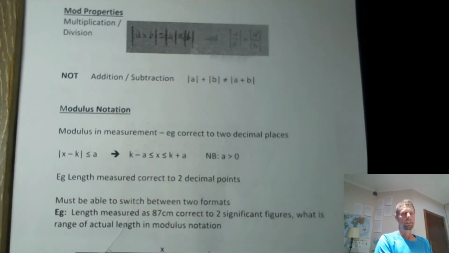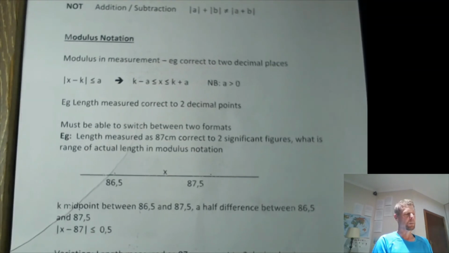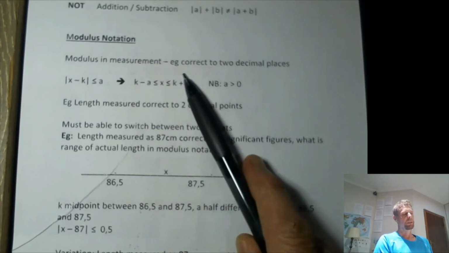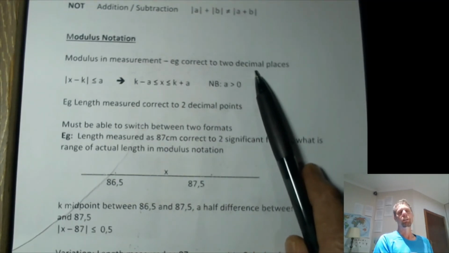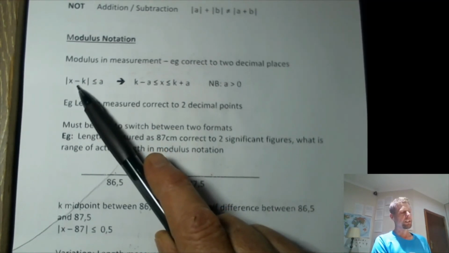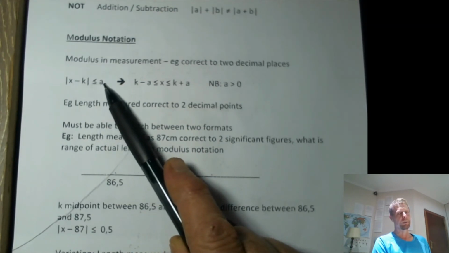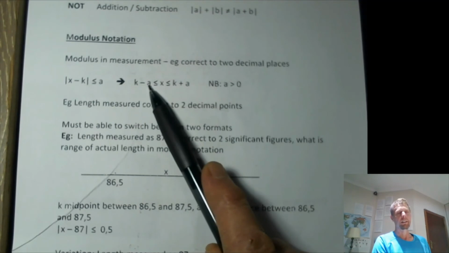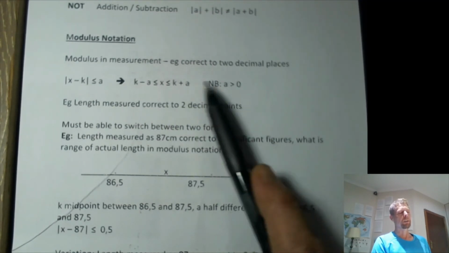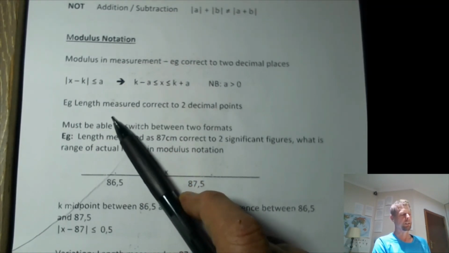And then there's a term called modulus notation. This is important to know because you're going to get questioned on it. So modulus in measurement is applied when we measure things to correct to say 2 decimal places. So modulus notation means when you write it in the form mod of x minus k is smaller than or equal to a. And that's the same as saying x is between k minus a and k plus a. And it's important to remember that a has to be positive for this to apply. So what are they talking about? Let's do a little example.